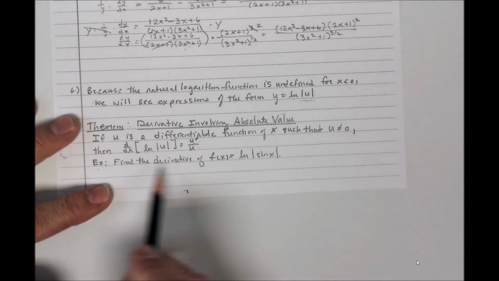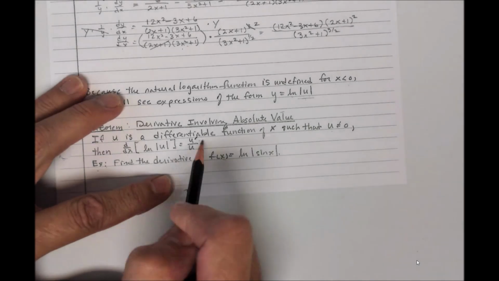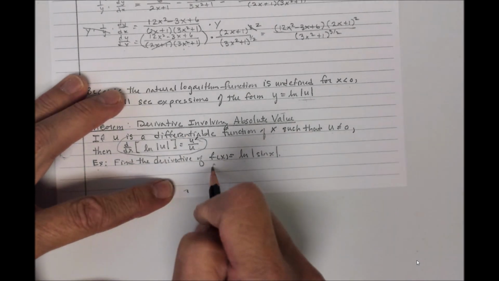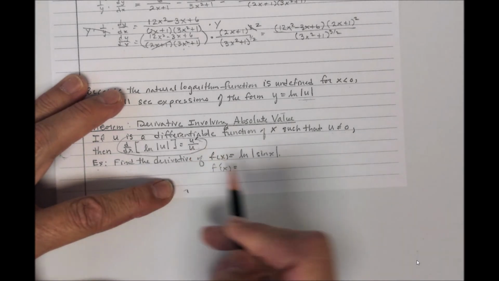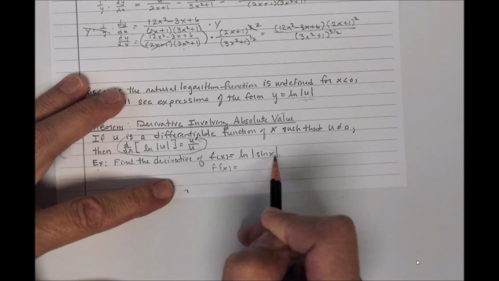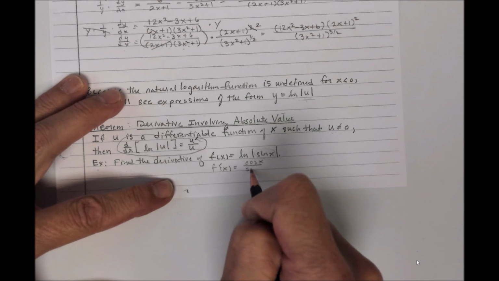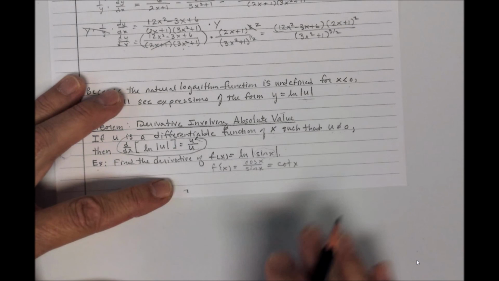So let's find the derivative of f of x equals the natural log of the sine of x. Well, if I use this formula right here, which I've got to put to memory, f prime of x would be u prime over u. Well, this is my u. The derivative of the sine of x is the cosine of x, all over the sine of x, which is the cotangent of x.